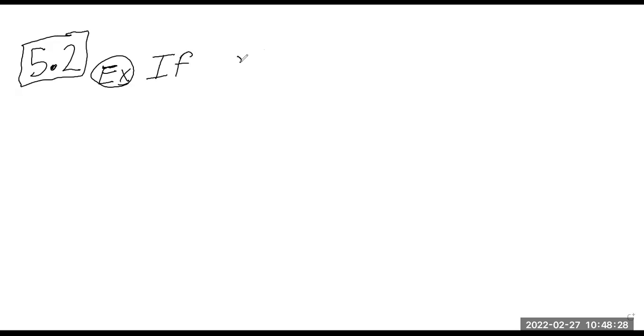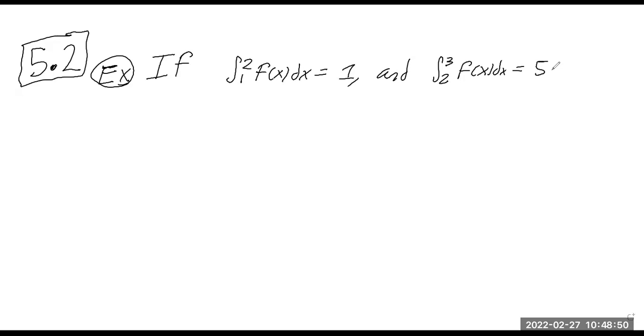So suppose that for a certain f chosen, we have that the integral from 1 to 2 is 1, and the integral from 2 to 3 of that same function is 5. We want to find the integral from 1 to 3 of that function.